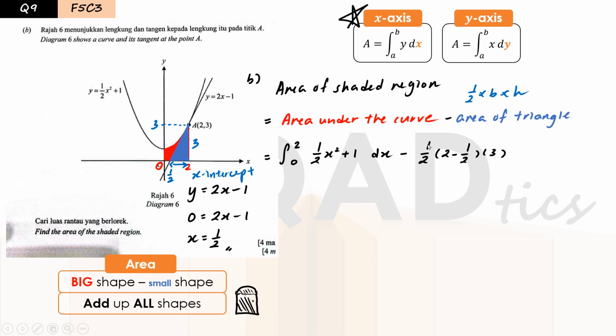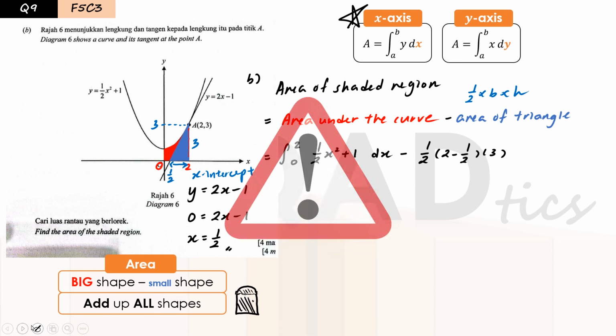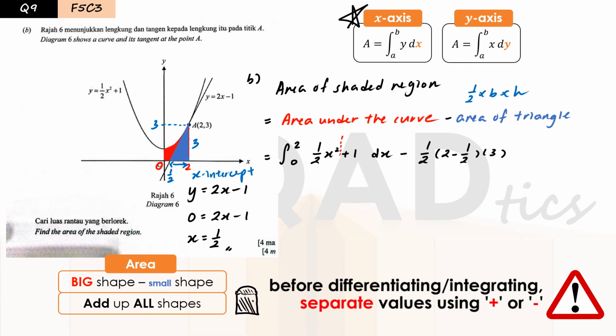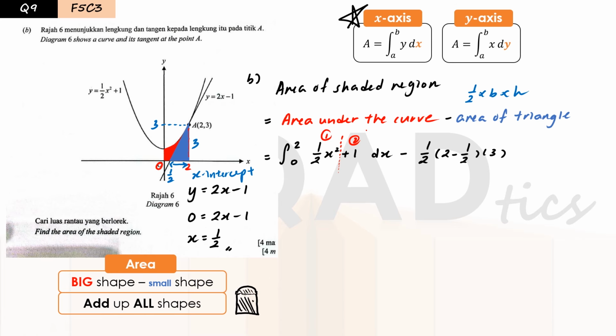Okay, so now for this one, let us integrate. But before we integrate, let me separate it by the plus and the minus here to see how many things we are going to integrate. Right, so here we have 2 things to integrate. First thing first, the power I need to add 1, and I'm going to divide with the new power, which is 2 plus 1, which is 3.